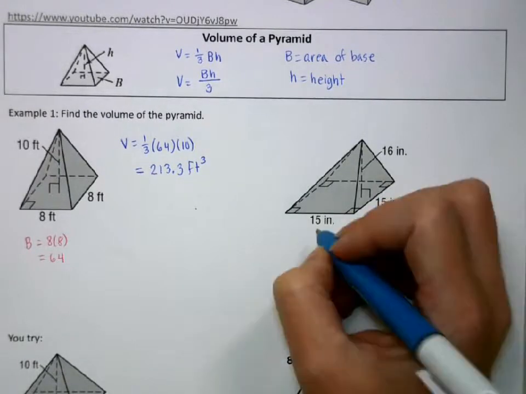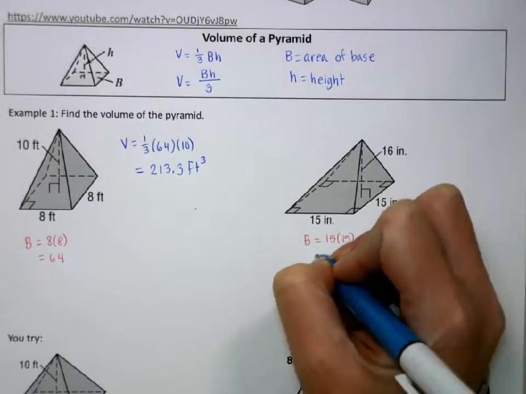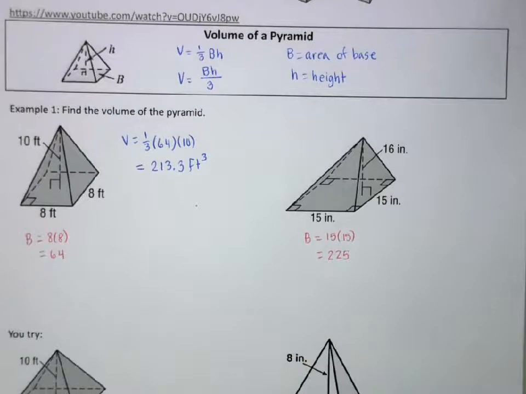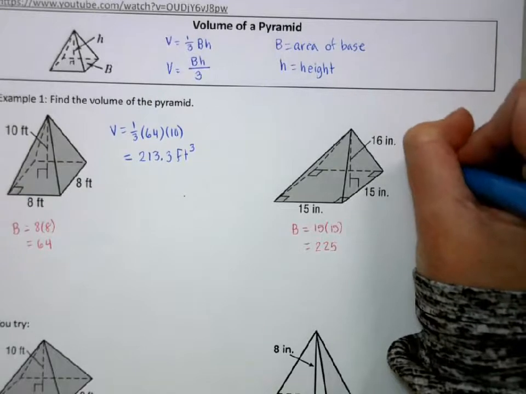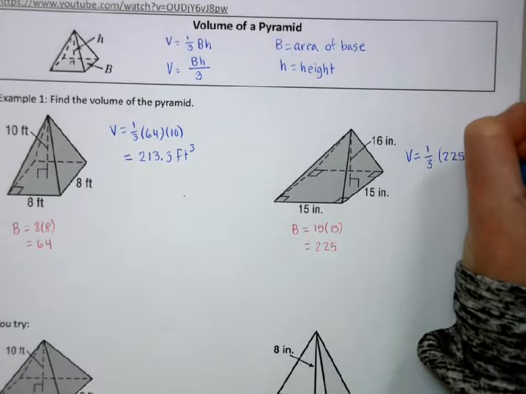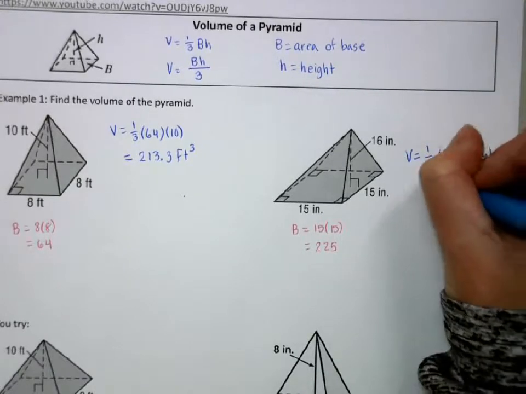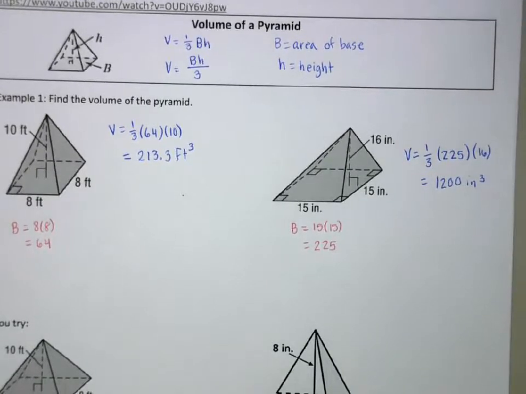Same here, we got another square. So that's going to be 15 times 15, or 225. So my volume is 1/3 225 times 16, which gives us 1,200 inches cubed. So now you can try the remaining ones, and then we'll see how you did.